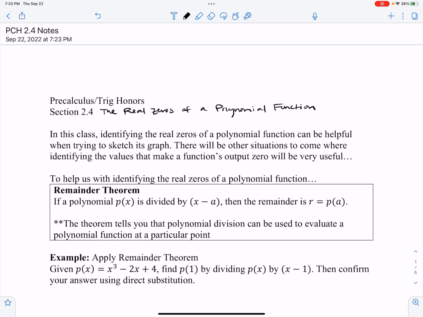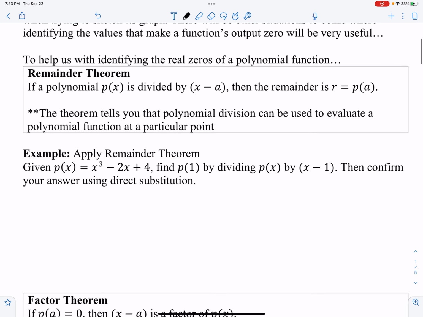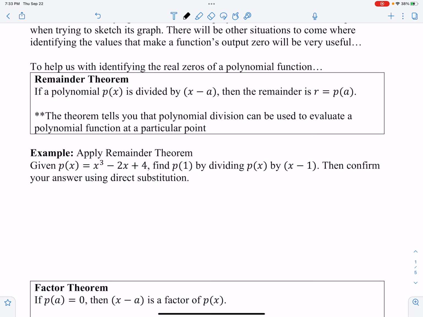And you're maybe like, well, why would I do that if I could just plug the value in? Well, the remainder theorem is kind of the basis for another theorem that's going to help us more with identifying the zeros, the real zeros of a polynomial function. So bear with me for a sec. Let's look at this example to demonstrate the remainder theorem.